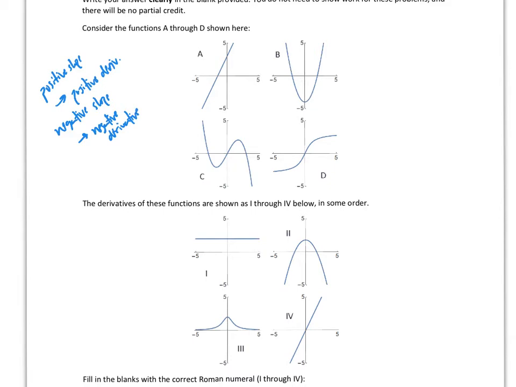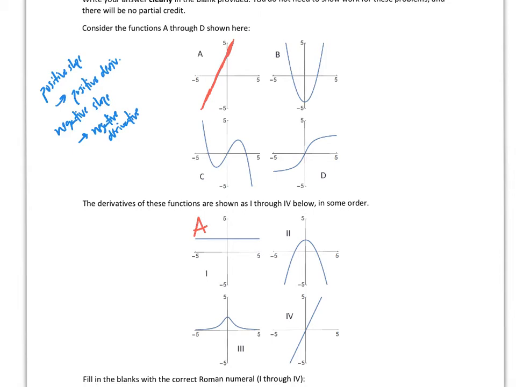So if we look at function A here, what we see is that the slope, not only is it always positive, it's actually a constant positive slope, because A is a line. And so we'd be looking for a derivative that is a constant positive derivative, and so A matches up with Roman numeral 1.